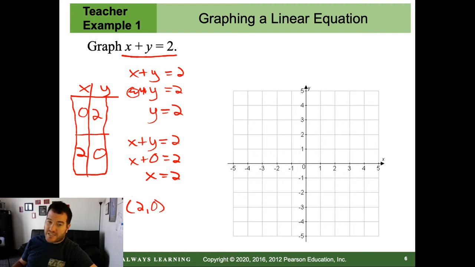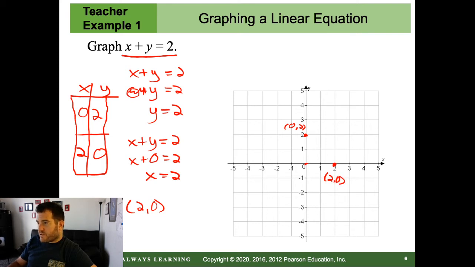So now the question is, how do we plot those? For (0, 2), remember, you always start at the origin, and because it's a 0 in the x direction, I'm not going right or left, but I am going up 2. So that is the point (0, 2). For (2, 0), I again start at the origin and come over 2. I don't go up or down, so I plot that. That's the point (2, 0).